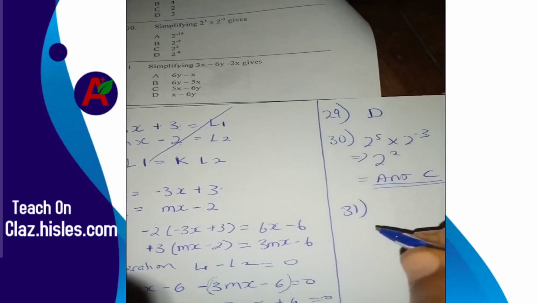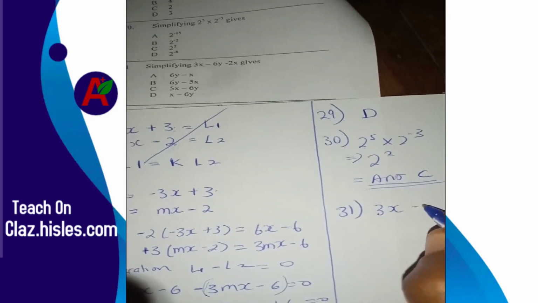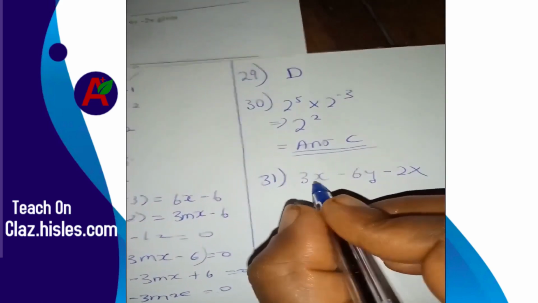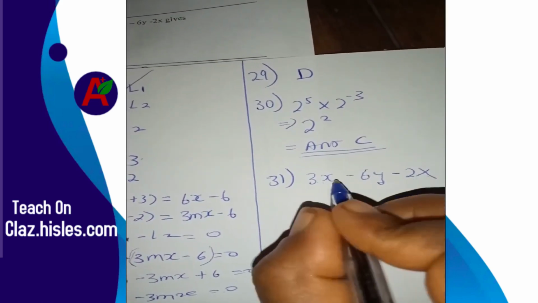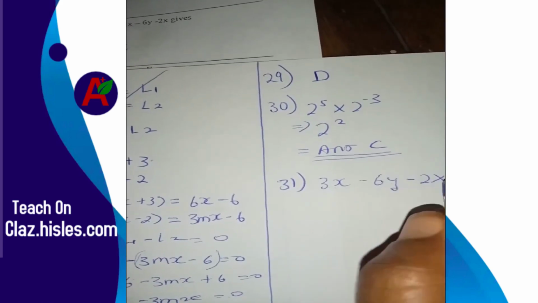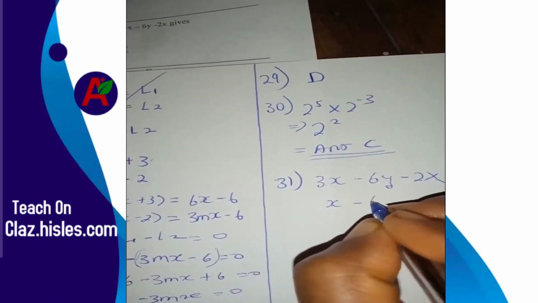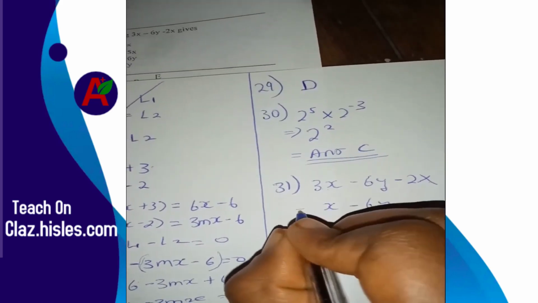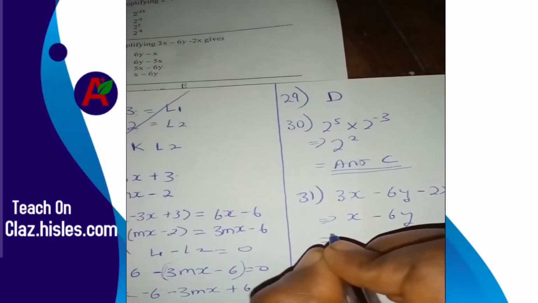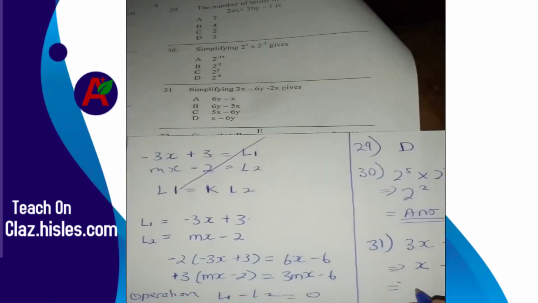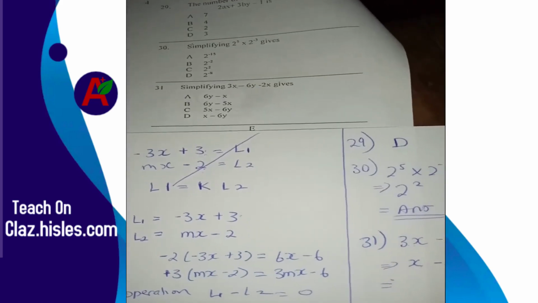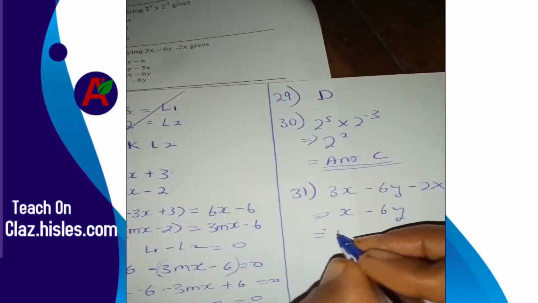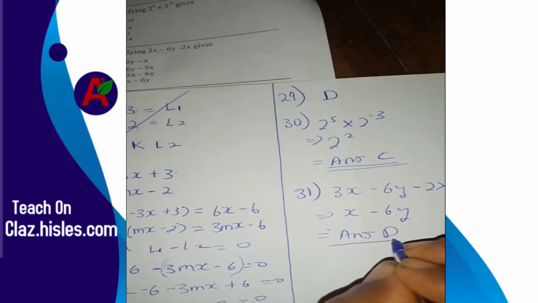Let's see. Our question is given like this: 3x minus 6y minus 2x. But these 2 terms are the same, so 3x minus 2x is x, minus 6y. If we were asked how many terms are here, it will be 2 terms, because we cannot simplify this further. So this is our answer, obviously x minus 6y. Yes, that's option D. So number 31, our answer is D.